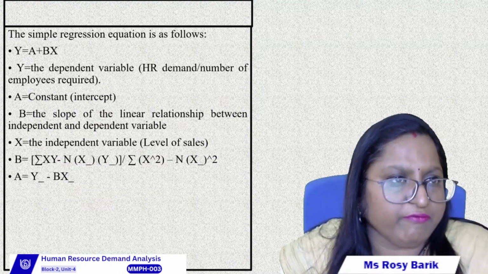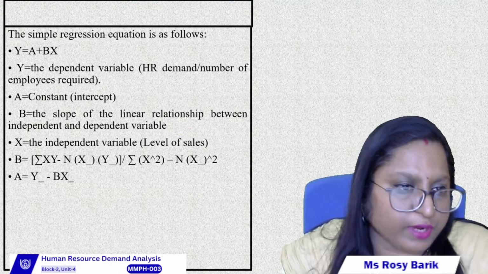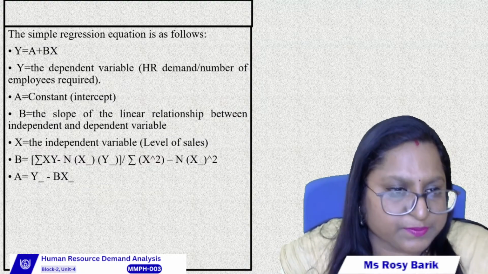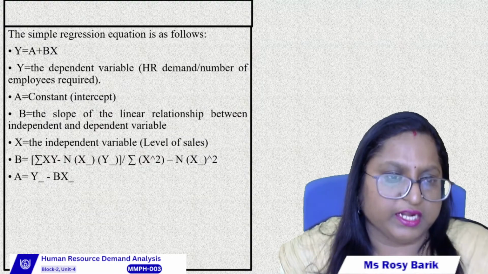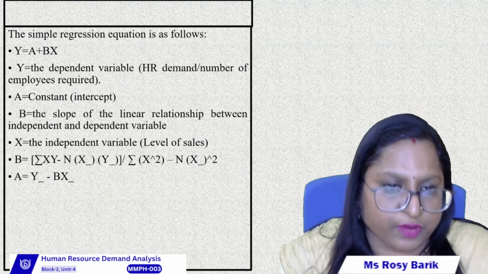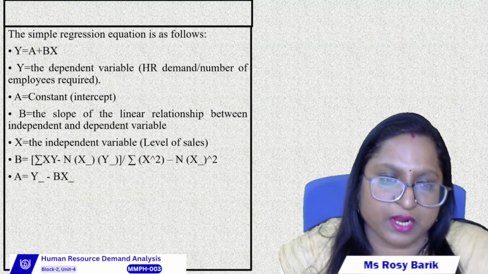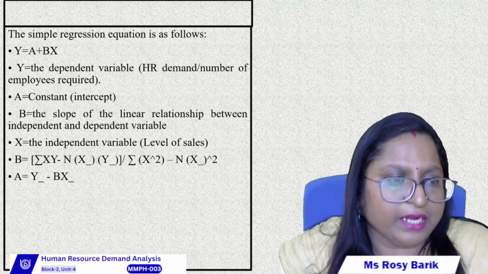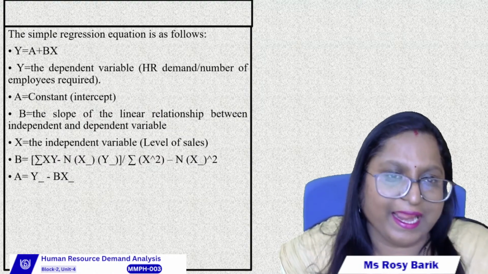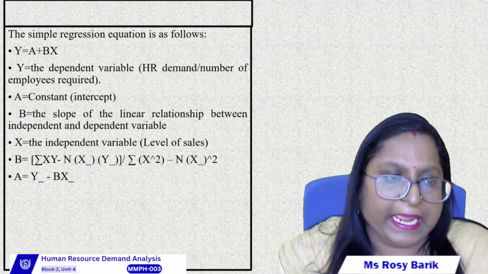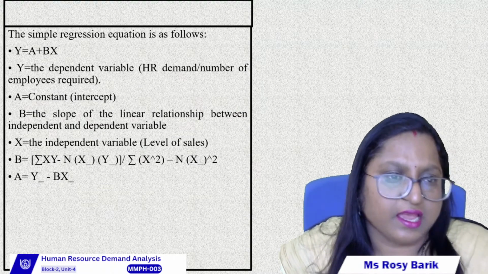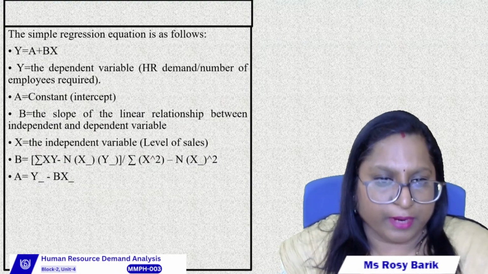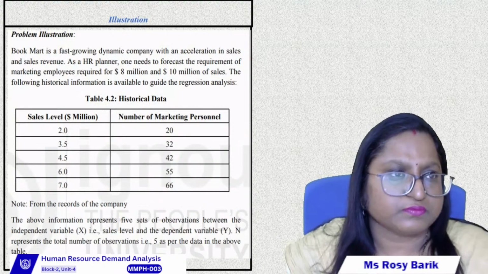So the value of b will be summation of xy minus n x bar y bar, divided by summation of x square minus n x bar square. So a is equal to y bar minus b x bar. Here n is the number of observations, x bar is the average of x, and y bar is the average of y. We can get to know this by some examples here.